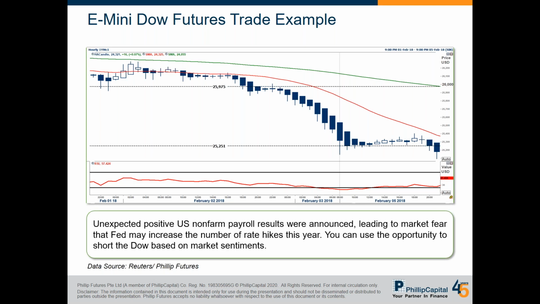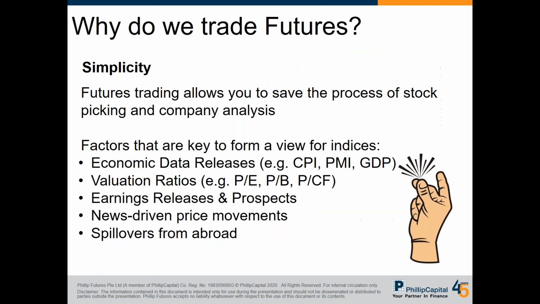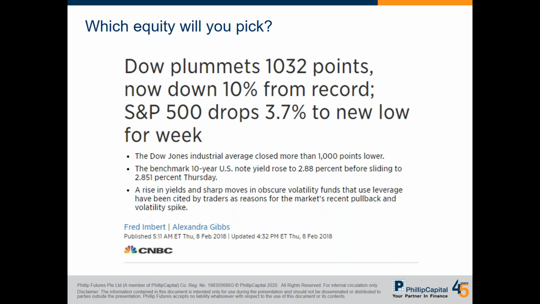For example, if you have unexpected results announced leading to market fear, you can just short the market because you won't know which stock will drop more or which stock will drop less. So you can just short the index as a whole, and you can benefit from it. It's also simple because instead of doing a company analysis, you just have to look at the broad scope of the index itself and save a lot of time doing the analysis. If that's the case, it's very hard for you to call which stock to pick, and using the index may be even easier.